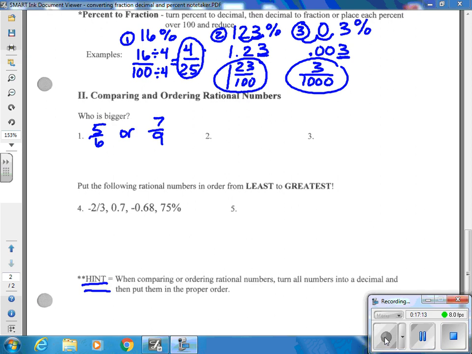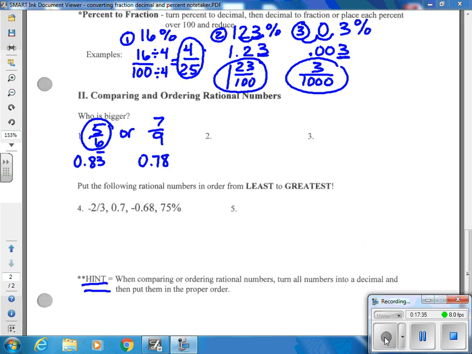Right, so 5 divided by 6 is going to give us the decimal 0.83 with a bar over the 3. You can think of it like money and round it to just 83 cents. And then for 7 over 9, if we make it look like money, we're going to round it to about 78 cents. So if I'm looking at 83 cents versus 78 cents, the bigger one is 83 cents, which means that 5/6 is the bigger fraction.